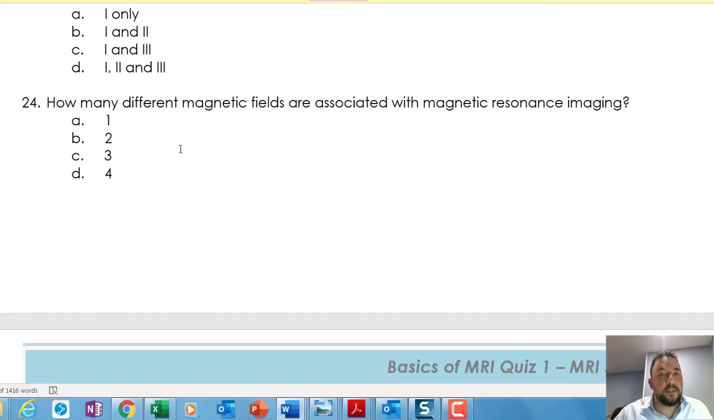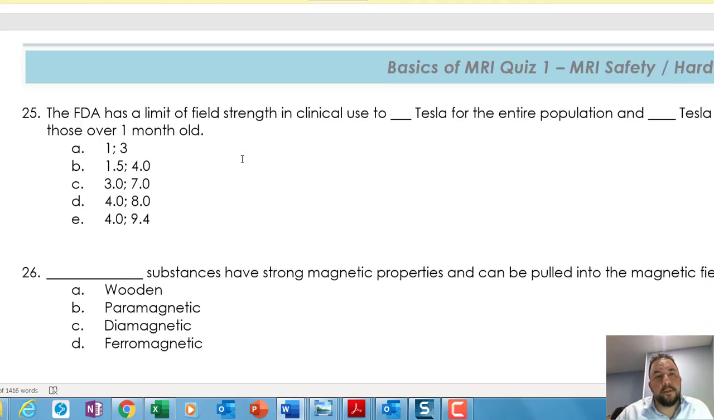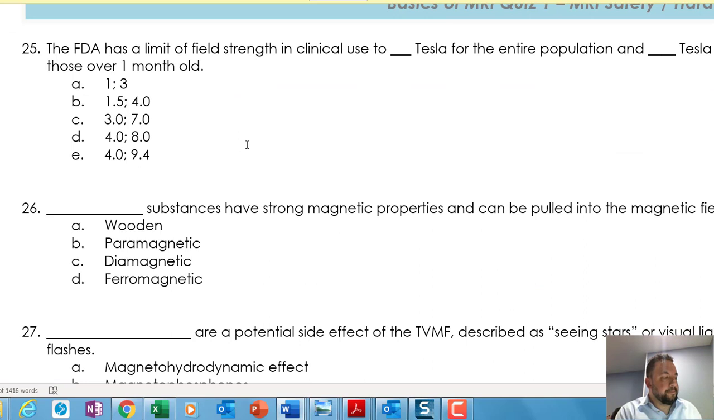How many fields do we use in MR imaging? 3 fields. That would be our main magnet or static magnetic field strength, our radio frequency field, and our gradient fields that will complete our image. FDA has the limit of field strength in clinical use to 4 Tesla for the entire population and 8 Tesla for those over 1 month of age. Ferrous substances have strong magnetic properties and can be pulled into the magnetic field, so 26 is D.